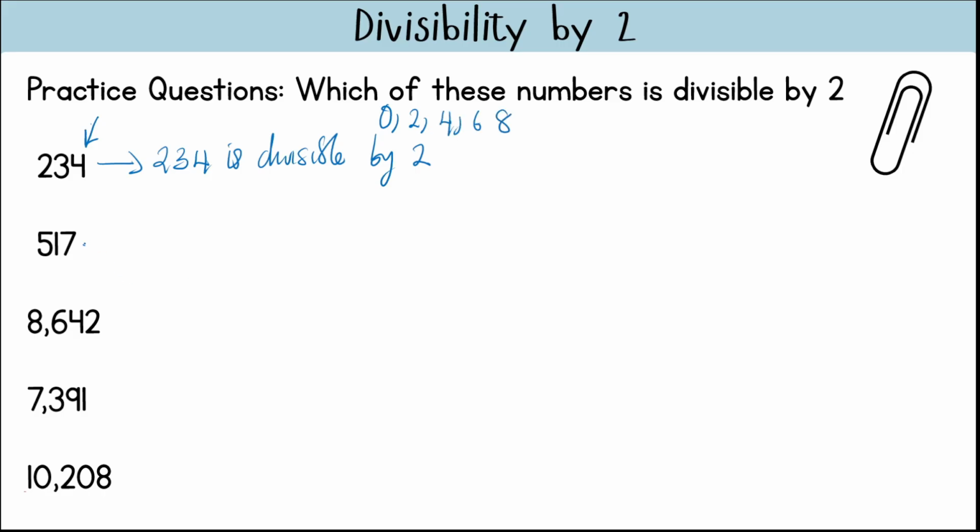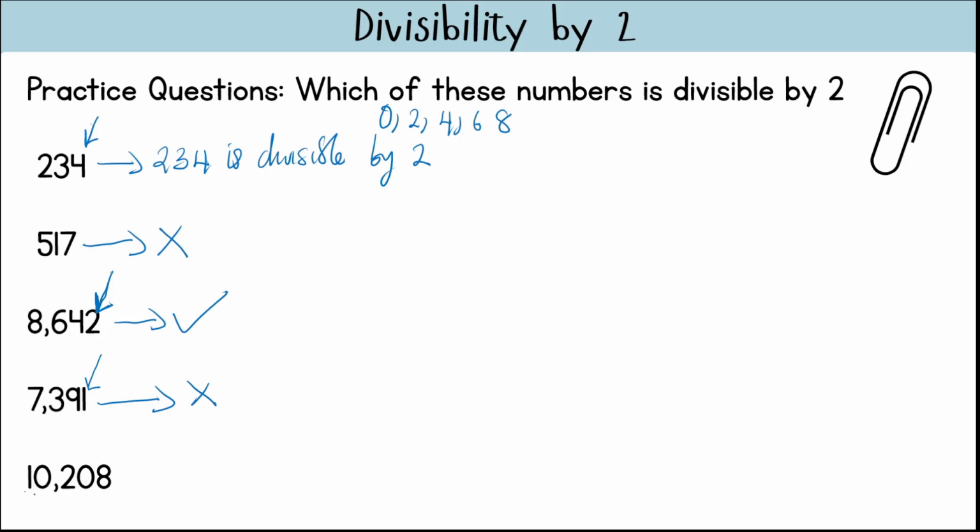Now the next number is 517. 7 is not an even number, so therefore 517 is not divisible by 2. Then we have 8642. This number ends with 2, and 2 is an even number, so we can say that it is divisible by 2. Then 7391, and 7391 ends in 1. 1 is not an even number, so it is not divisible by 2.